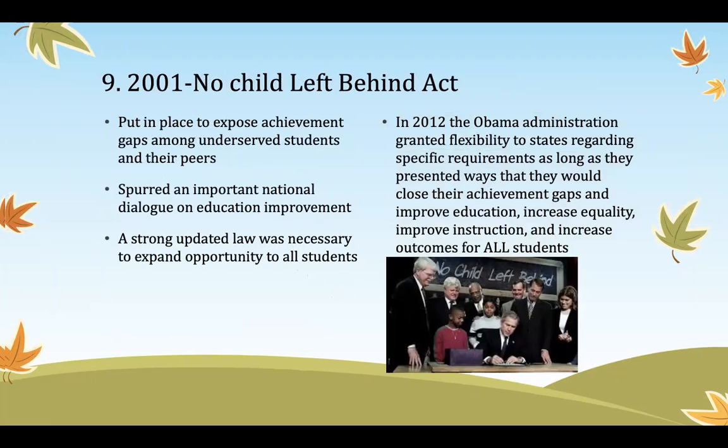Okay, so in 2001, we've got the No Child Left Behind Act. It was put in place to expose achievement gaps among underserved students and their peers, and spurred an important national dialogue on education improvement. A strong updated law was necessary to expand opportunities to all students. But in 2012, the Obama administration granted flexibility to some states regarding specific requirements as long as they presented ways that they could close their own achievement gaps and improve education, increase equality, improve instruction, and increase outcomes for all students.